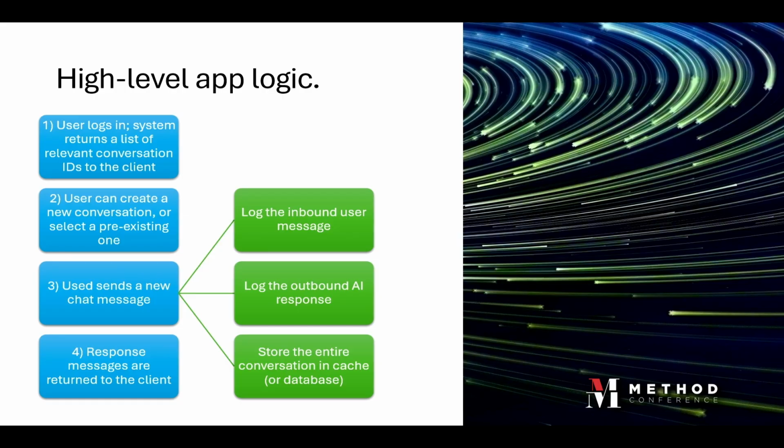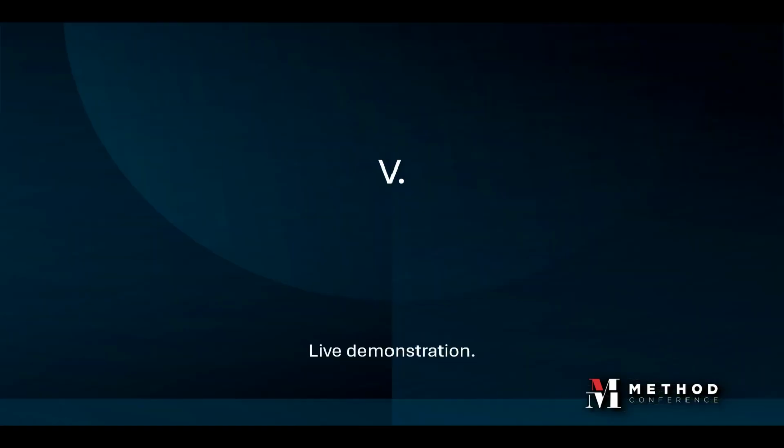User logs in, return a list of conversation IDs. This is more about the chatbot. The user can create a new conversation, or they could select one that exists. You just log, and then when they send a new message, you log the inbound message, log the outbound AI response, and store the conversation in the database, or just store it in Redis, or cache, whatever you'd like to do. Then response messages are obviously returned.